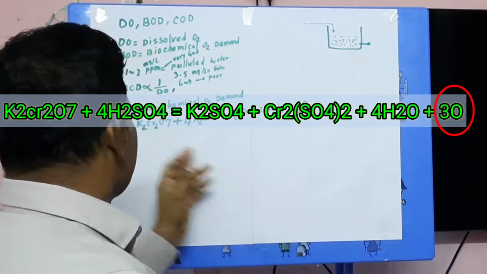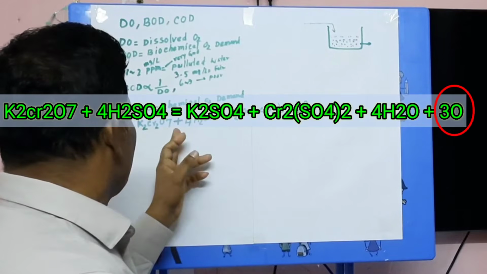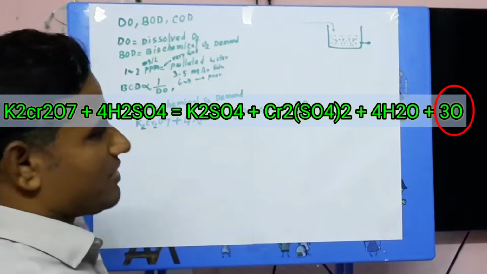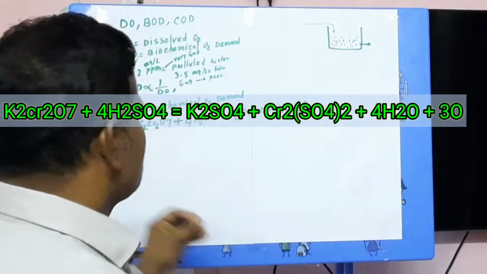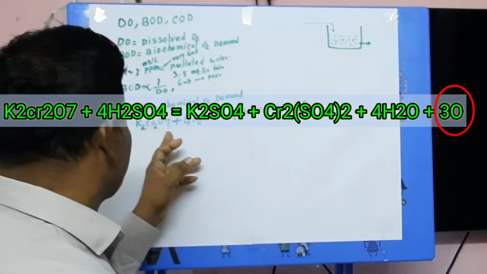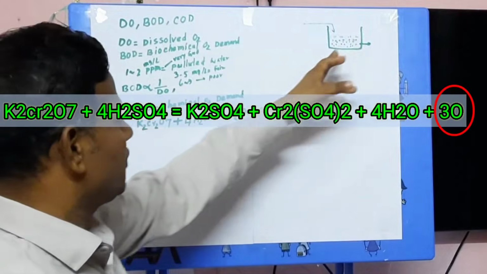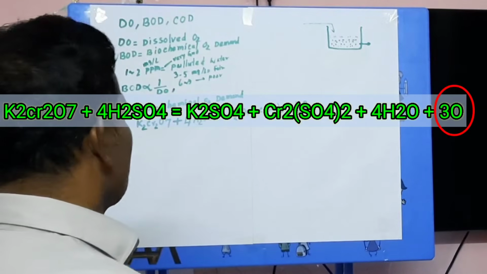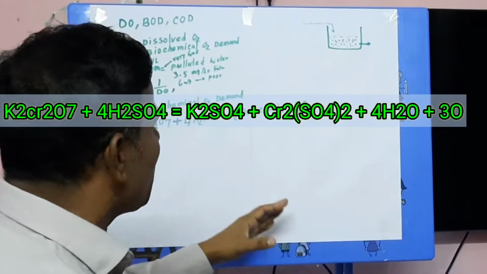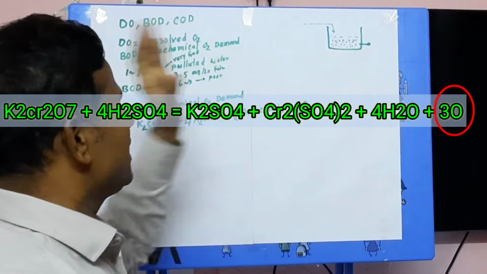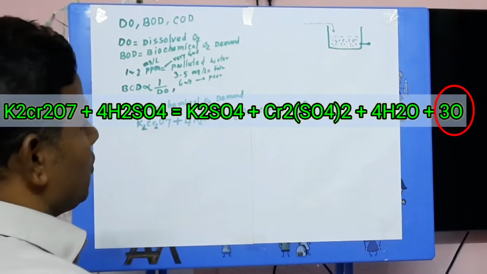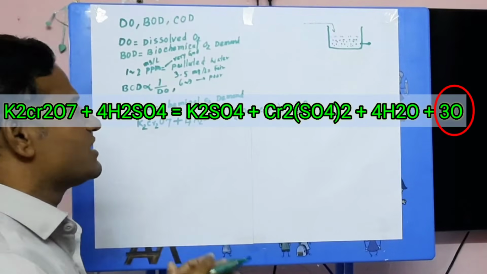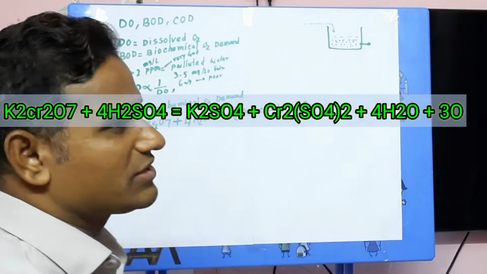For more oxygen, more potassium dichromate is demanded. For consuming oxygen, potassium dichromate is required from outside, so we need to give potassium dichromate from outside. For removing these impurities, potassium dichromate demand is required. That's why it is called COD or chemical oxygen demand.